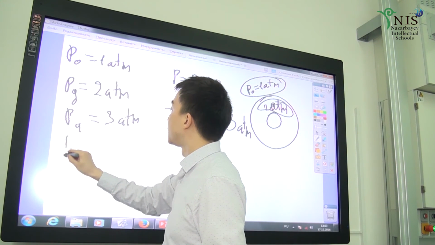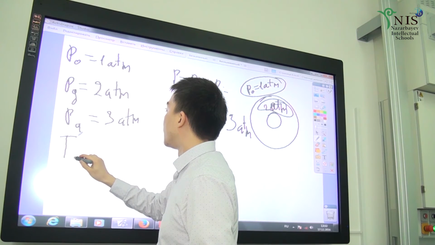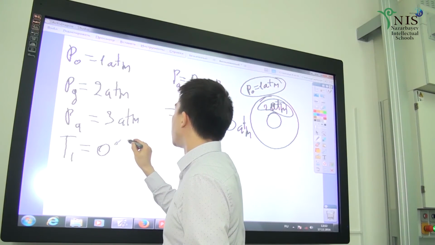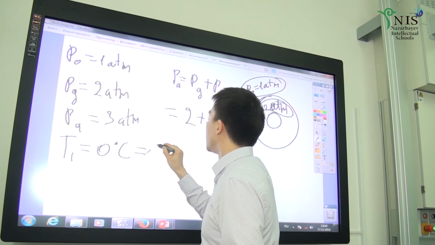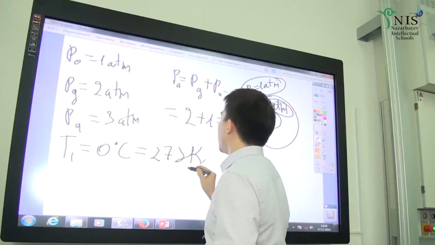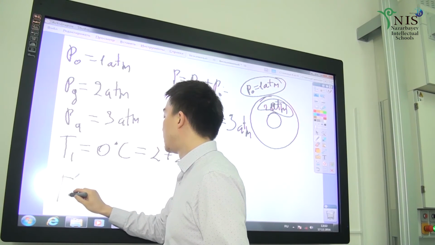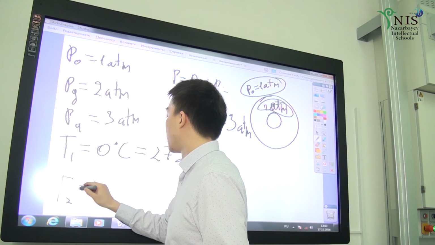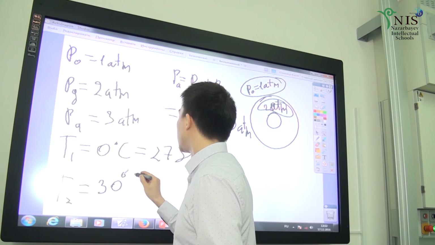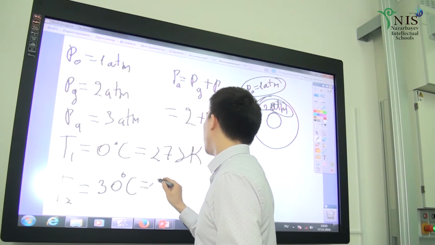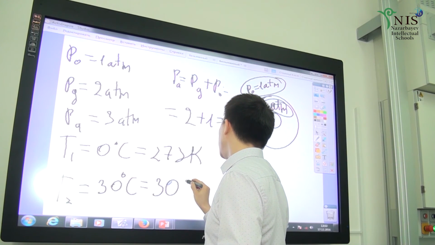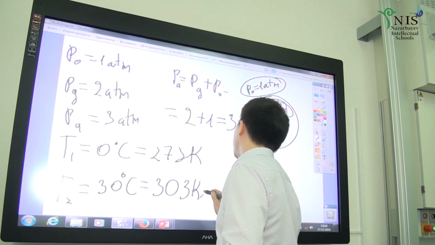Temperature 1 is equal to 0 degrees Celsius, and it is equal to 273 Kelvin. And temperature 2 is equal to 30 degrees Celsius, and therefore our Kelvin temperature will be equal to 303 Kelvin.